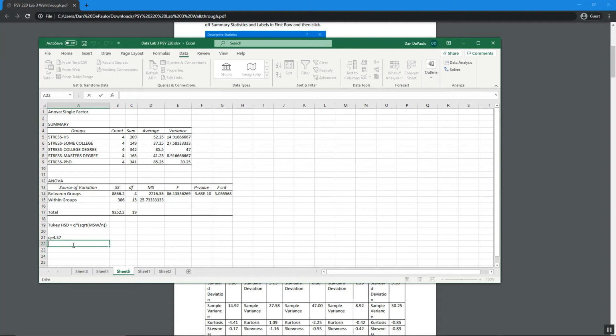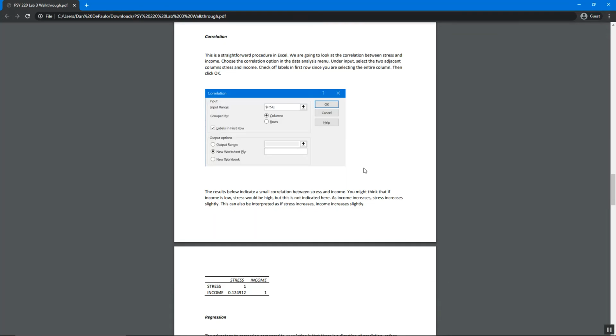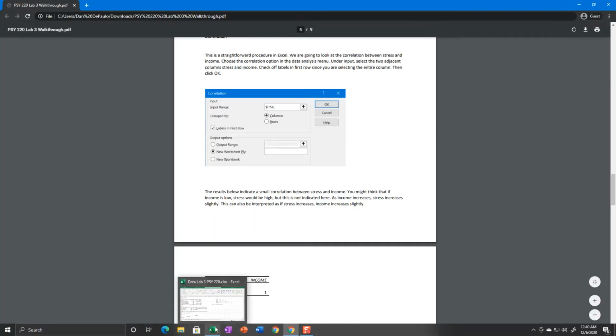So let's see what we got here. I've got to start to solve this. I'm going to put an equal sign. Equal sign tells Excel to do the calculation. So now this is very easy to do in Excel.